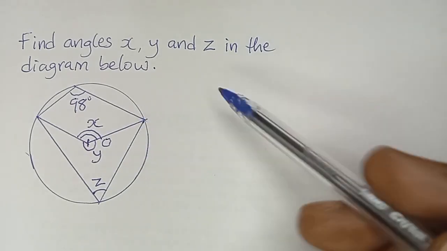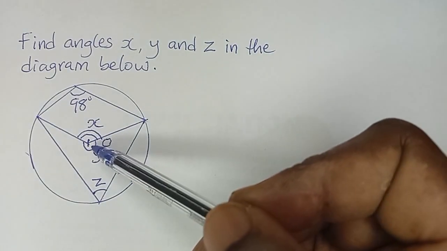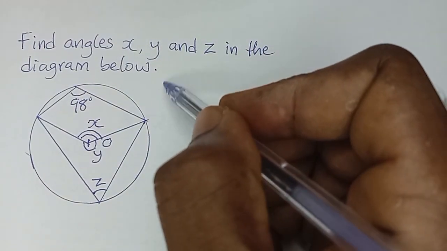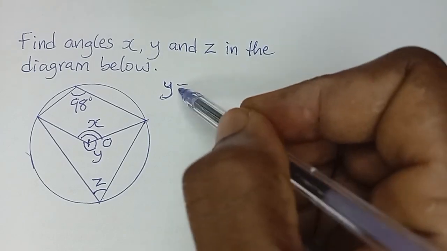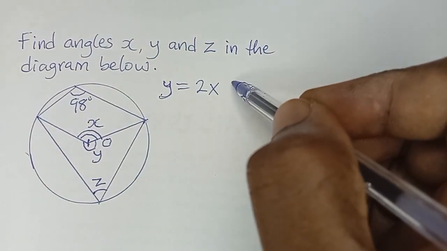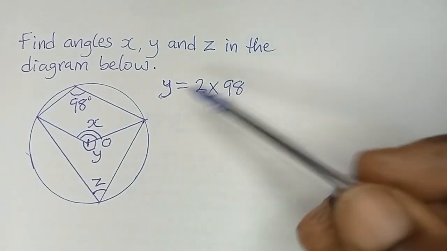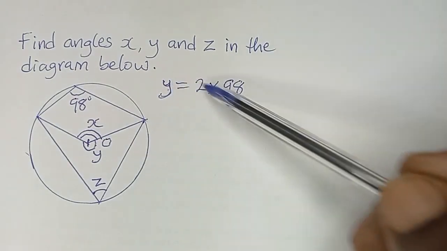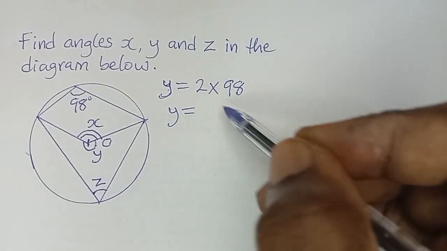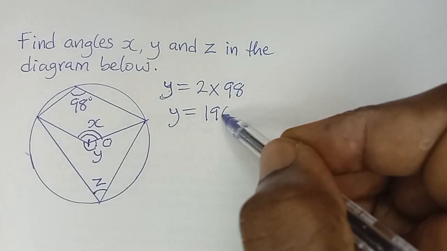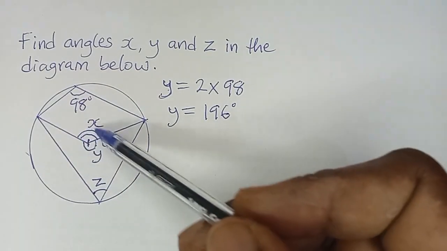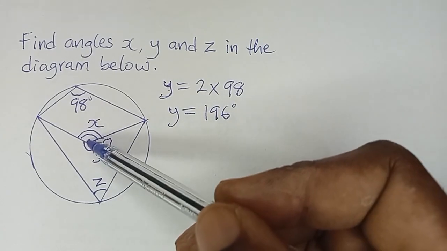So we can take the theorem that angle at center is twice that at the circumference. So we can simply say angle y, which is at the center, is twice that at the circumference, which is 98. So that's the theorem, that angle at center y is equal to twice that at the circumference, 98. And that will give us the value of y as 196 degrees.